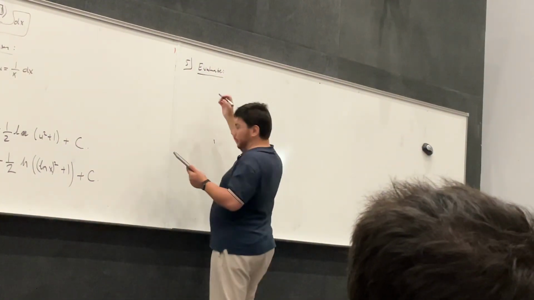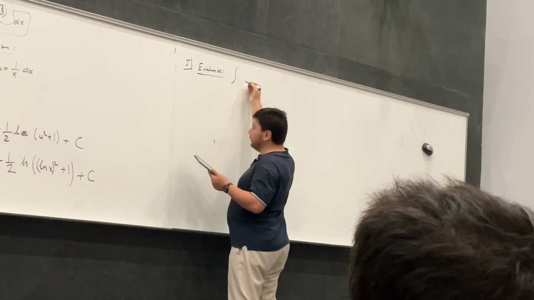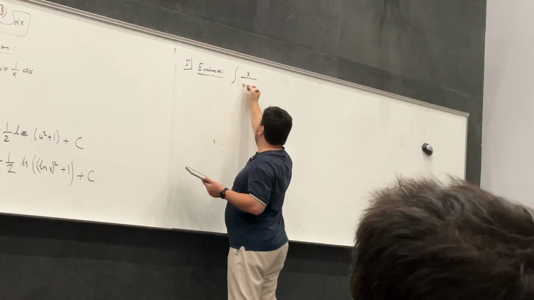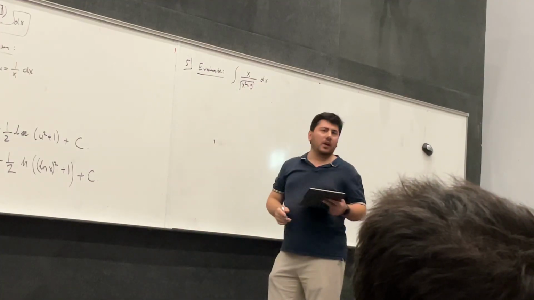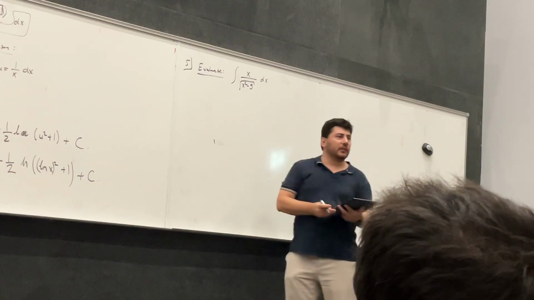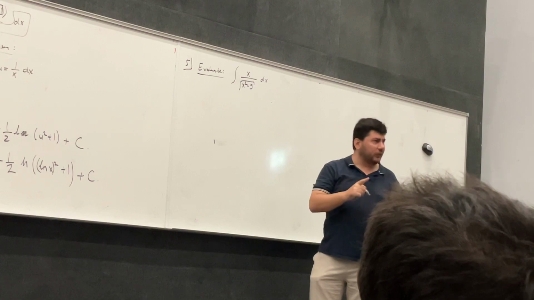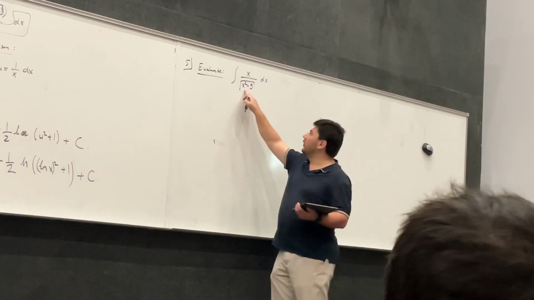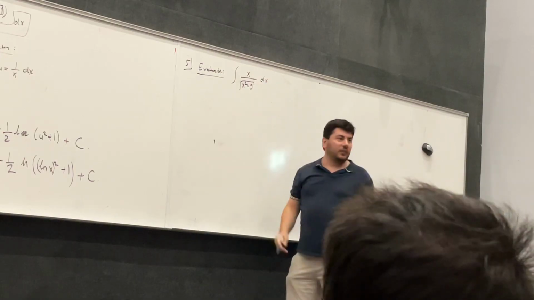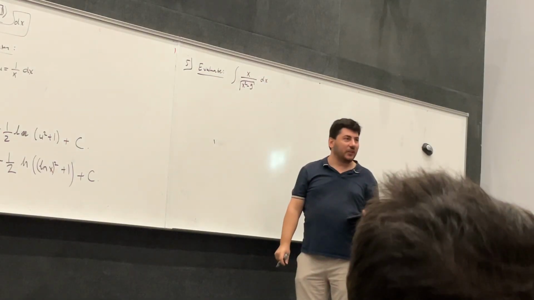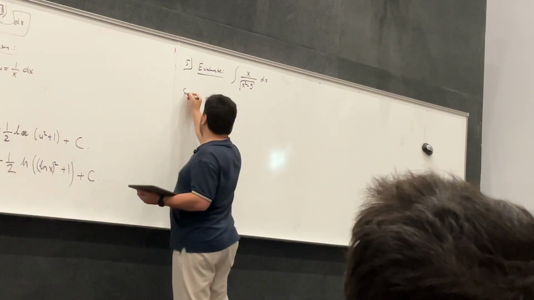So I'm going to evaluate the integral of x over the square root of x squared minus 9 dx. What's our best bet? Let's start with substitution, right? There's a function inside another function, and its derivative is in this function as well. So substitution should work.